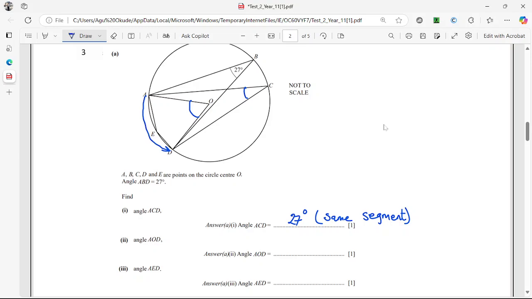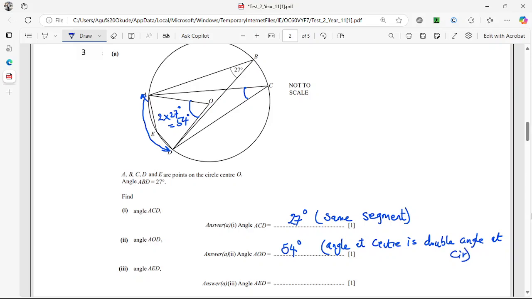Now arc AD subtends angle 27. The angle at the center is twice that, so I'm going to do 2 times 27, and the answer is 54. That comes from the fact that the angle at the center is double the angle at the circumference. So this is the reason behind that.